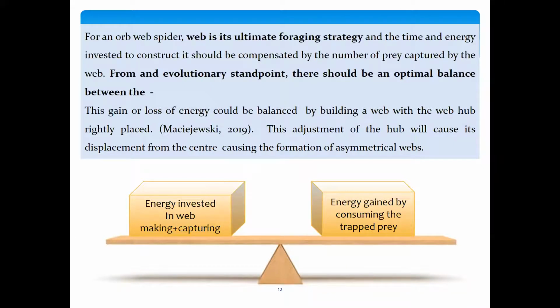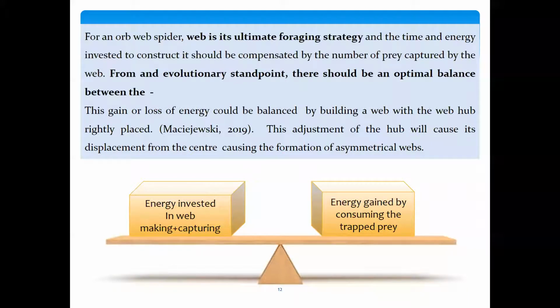So the time and energy invested to construct should be compensated with the number of prey captured by the web. So if you're constructing a web which does not capture a good number of prey, that means the site which you have selected for web construction may not be good, or the amount or the design of the web that you have made may not be proper for that particular area.